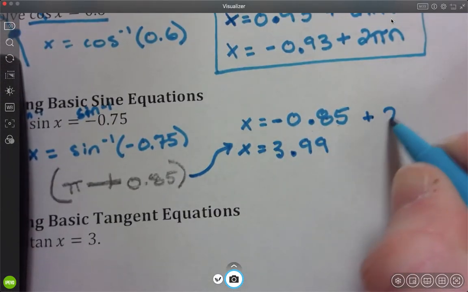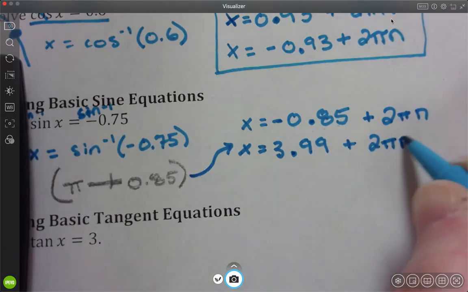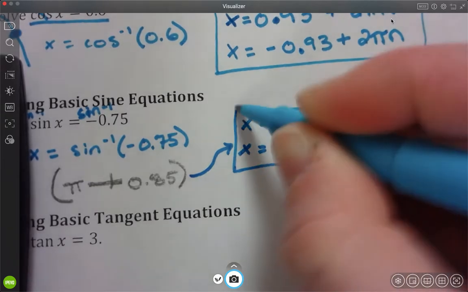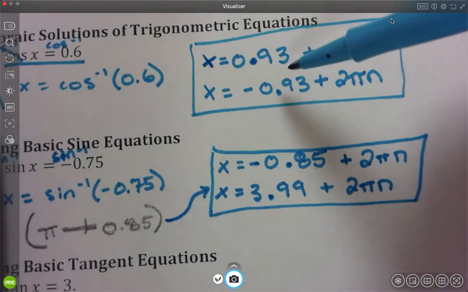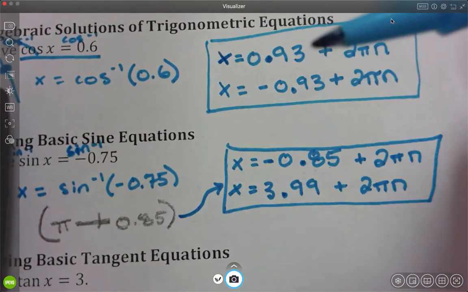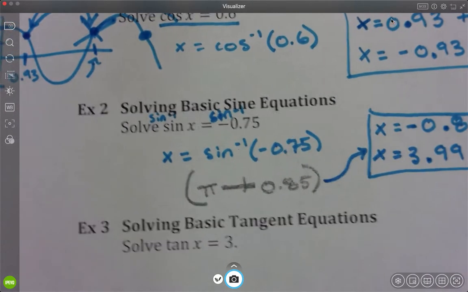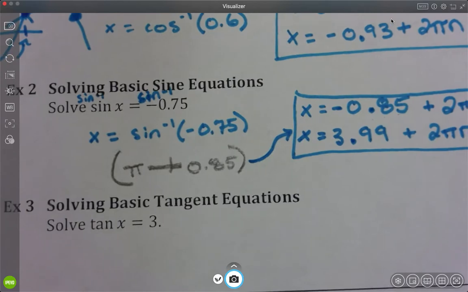So I'm going to make sure I put plus 2 pi n on each one of those because the period of sine is 2 pi. So that's going to be my two solutions, okay? So a little bit different than cosine, because for cosine you just make the other one negative. This one you have to subtract it from pi in order to get your second value, okay? So that's kind of how that guy works, okay?